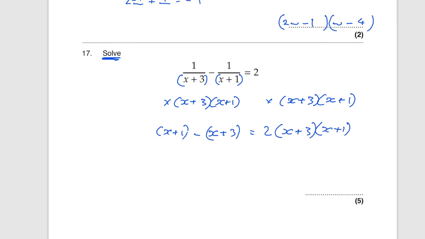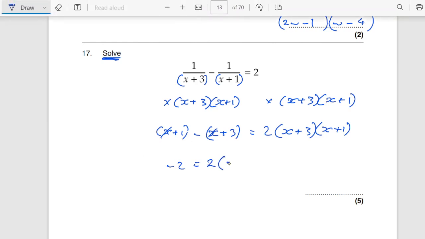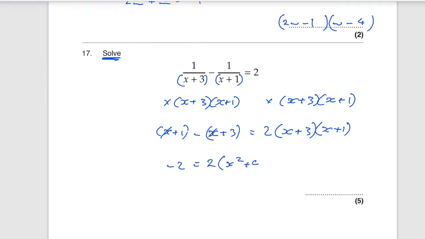Going to do a little bit of tidying up now. In effect, these would cancel. So on the right-hand side, all I'd be left with is 1 minus 3. I'd be left with minus 2. On the other side, so I've moved it over a little bit, I'm going to be left with two lots of x squared plus 4x plus 3.